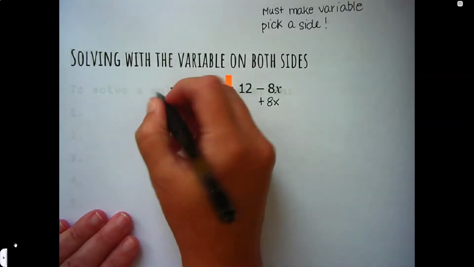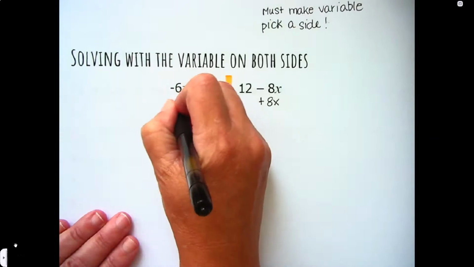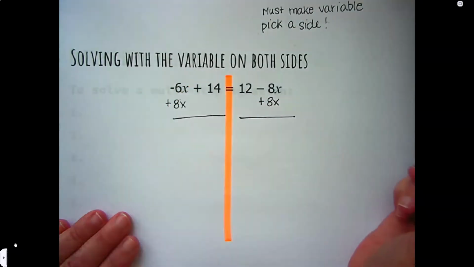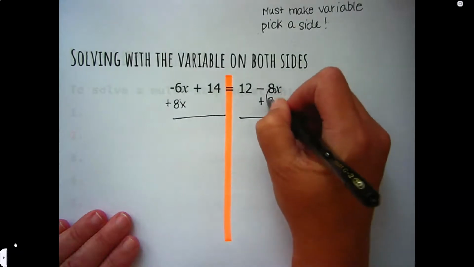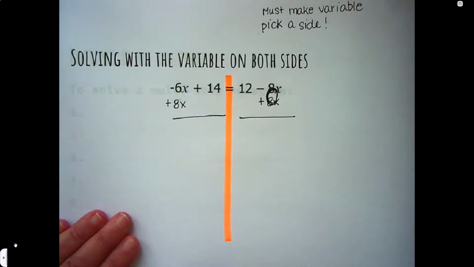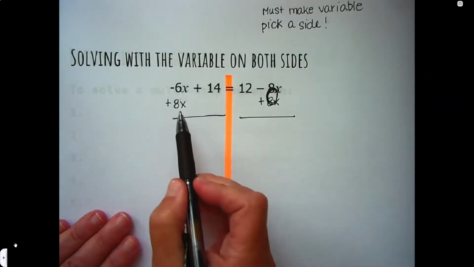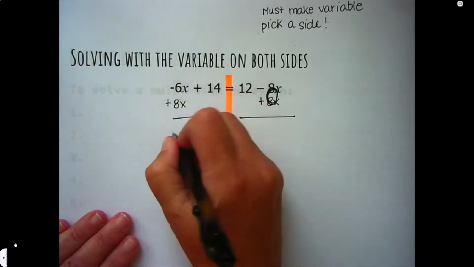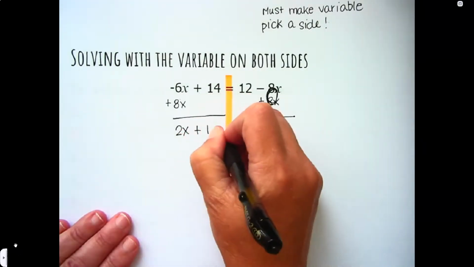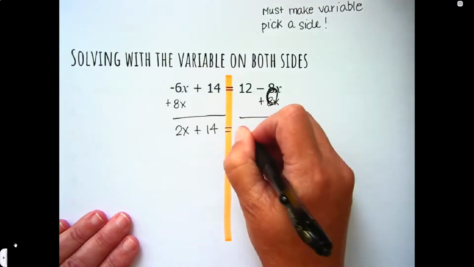If I add it to one side, I've got to add it to the other. So I'm going to also come over here and add that 8x. Negative 8 plus 8 is 0. I have no x's on that side now. That's what I wanted. So let's see what we have now. Negative 6x plus 8x is going to be 2x plus 14. And that's equal to 12.